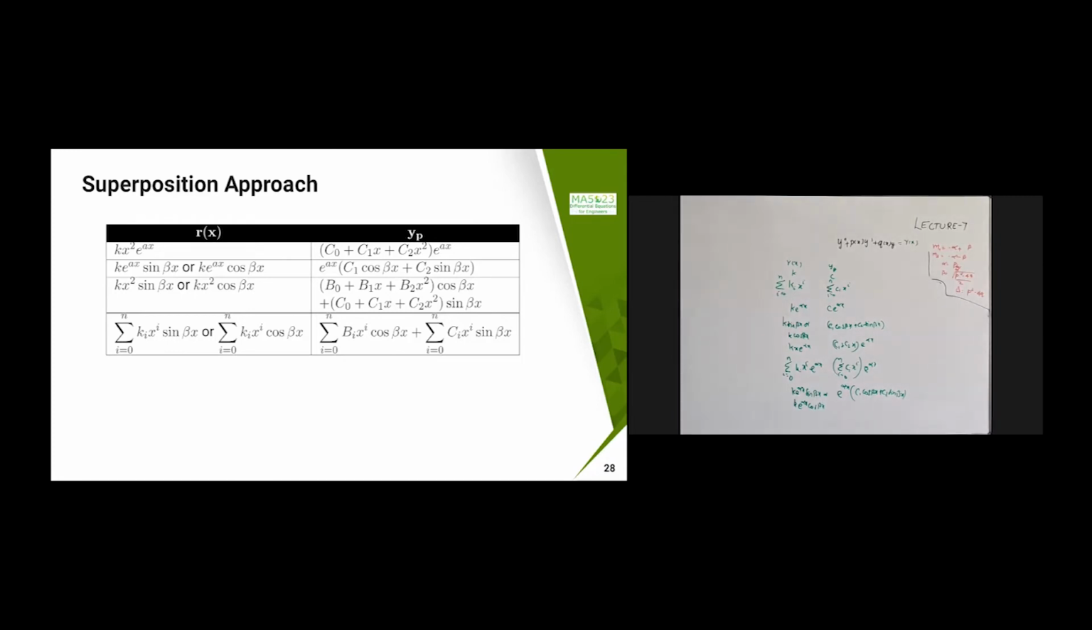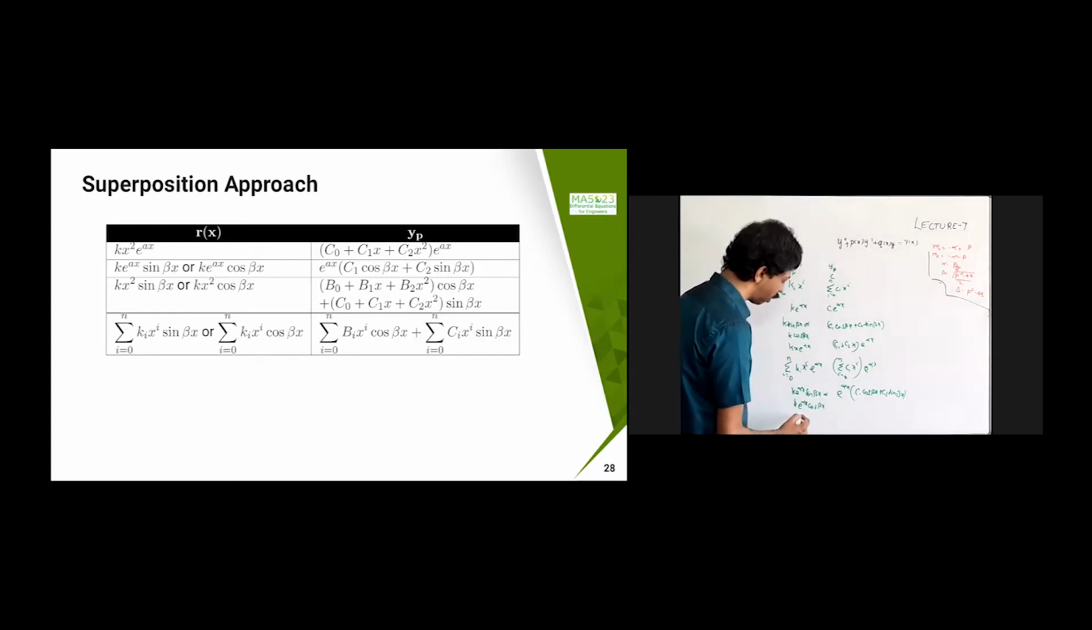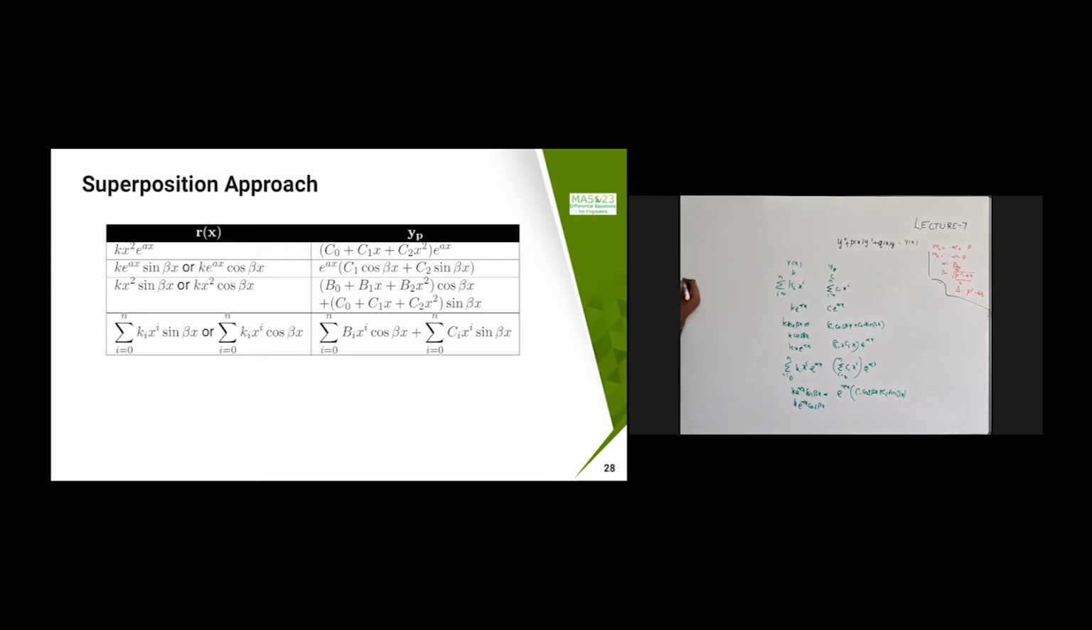Similarly, if I have summation k_i x^i sine beta x, or summation k_i x^i cos beta x, suppose my R of x is in this format, then my yp is going to be this way. yp is going to become summation c_i x^i, i equal to 0 to n, into sine beta x or cos beta x, it doesn't matter, plus summation i equal to 0 to n, let me put another constant b_i x power i cos beta x. This is going to be the yp.